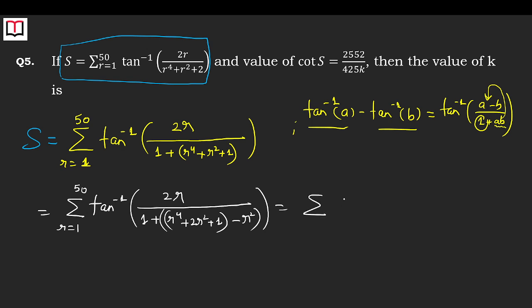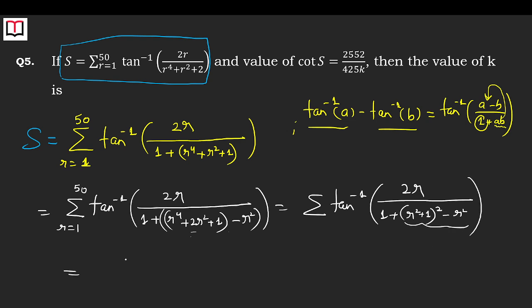Okay, so I can write it as summation over tan inverse of 2r upon, now this is (r square plus 1) whole square, so this is (r square plus 1) whole square minus r square, which is a square minus b square. So now when you write it, you get two factors a and b in the denominator. One thing will be interesting to see, whether the difference is this numerator term or not. So what are those factors? r square plus r plus 1, a plus b into a minus b.